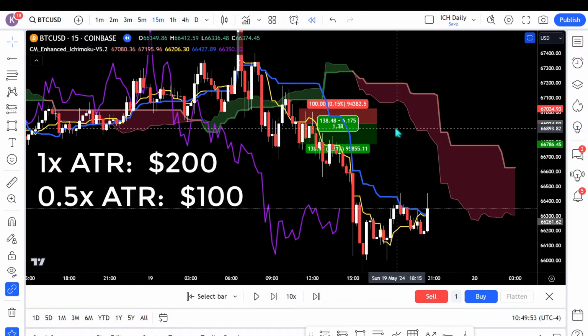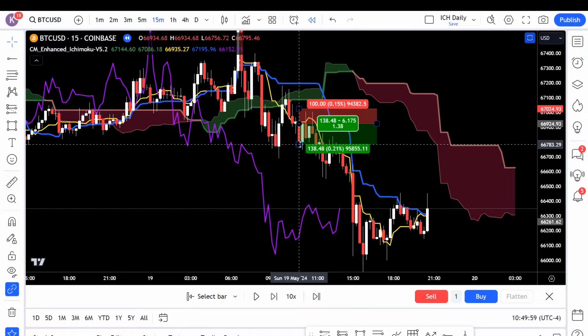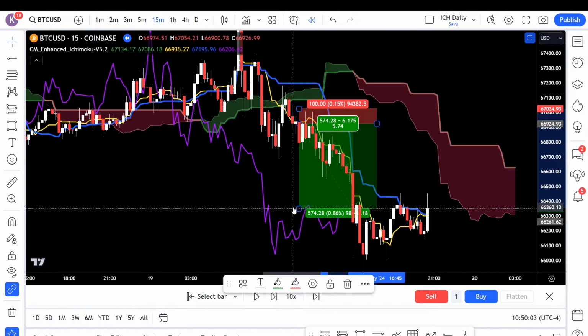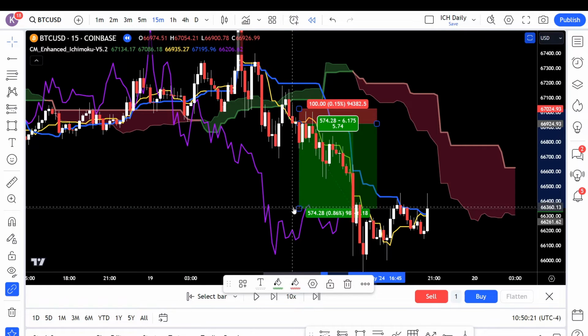So here we're at about a 0.5 R, or $100 stop loss. R to R goes up to about 1.38, and then up to 5.74. It's a higher reward, but it's also higher risk. Towards the end of the video, we'll talk about how to balance that out and what's the best ratio.